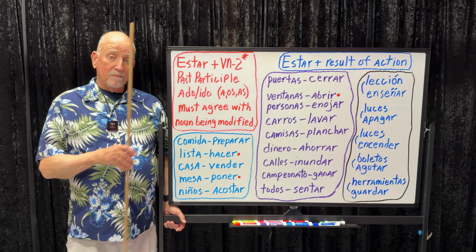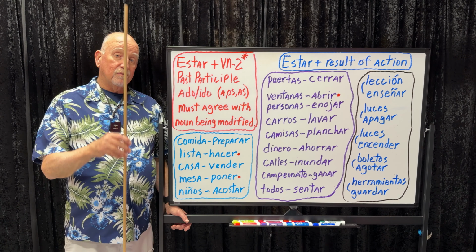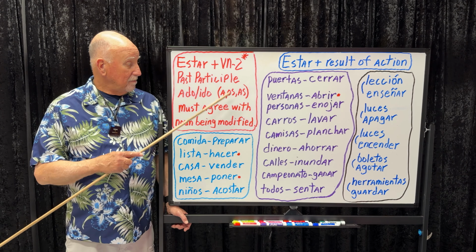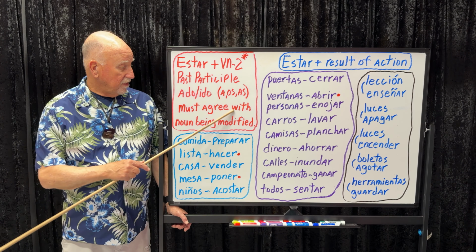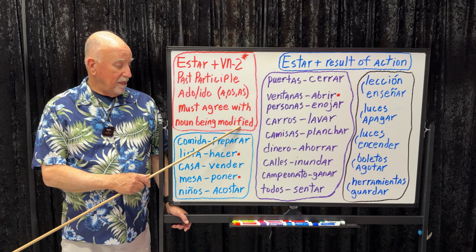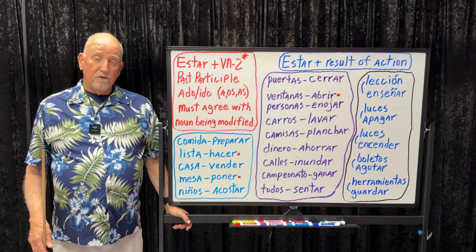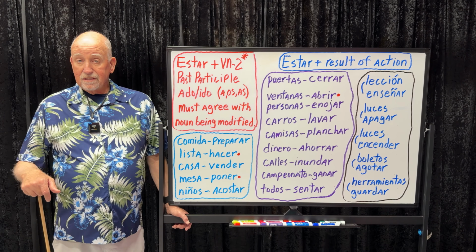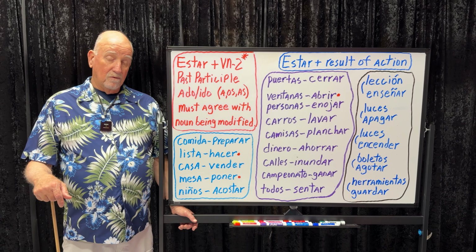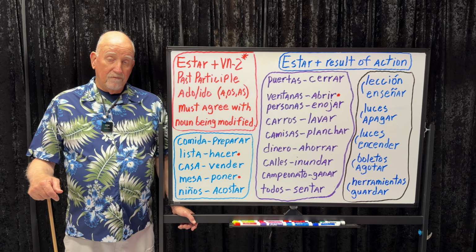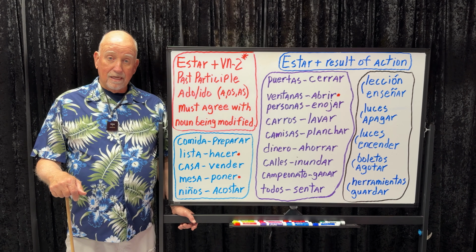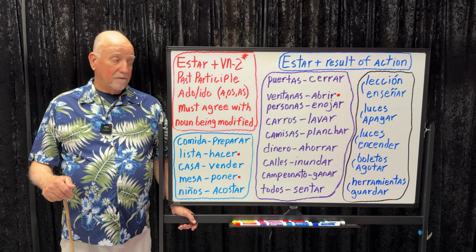Estar plus a past participle to show the result of an action. The key point here is that the past participle must agree with the noun being modified. If you're in the present tense, it's estar, estoy, estás, está, estamos, estáis, están. If you're in the past, you're going to go imperfect. Estaba, estabas, estaba, estábamos, estabais, and estaban. Okay.